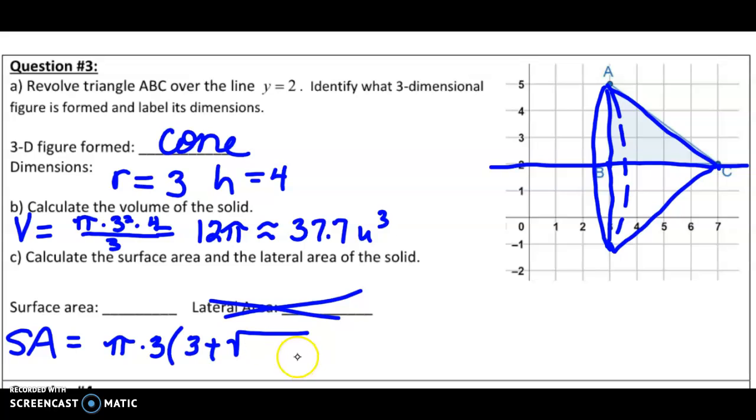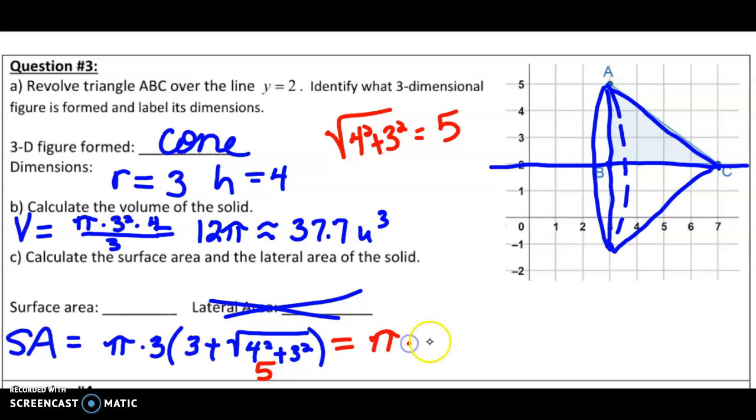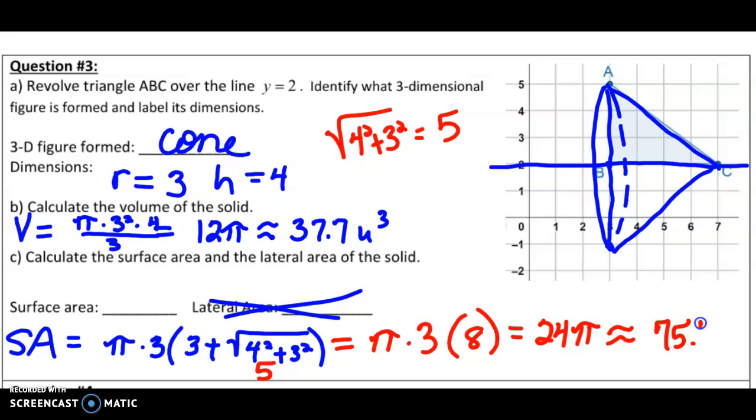We know h squared is 4 squared, and r squared is 3 squared. And then just do a little arithmetic. 4 squared is 16, 3 squared is 9. That's going to be the square root of 25, so this is the same thing as 5 here. So you're going to have pi, 3, and then 3 plus 5 is 8. So that would be 24 pi for the surface area, and that is approximately 75.4. This is an area, so it's units squared.